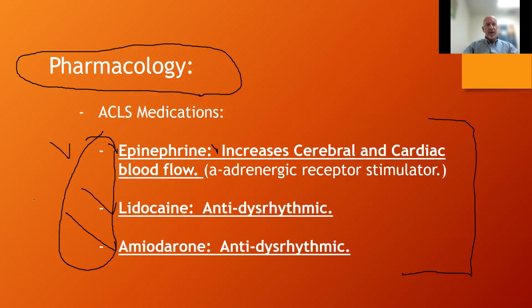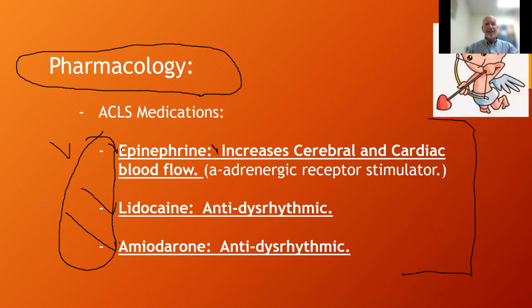We used to have an old acronym, ALE, as in beer, ALE. That's how you remember the three primary drugs for ACLS. You can remember that. You might want to know that. ALE, remember ALE, Liechtenstein, ALE.